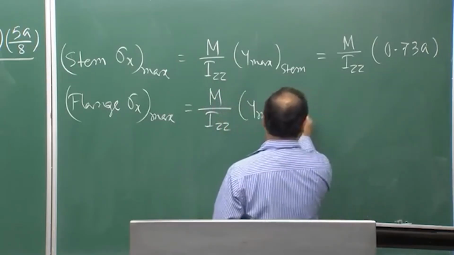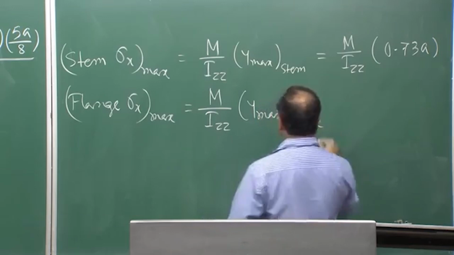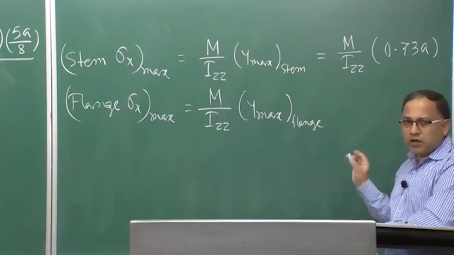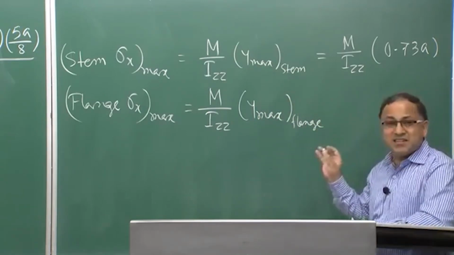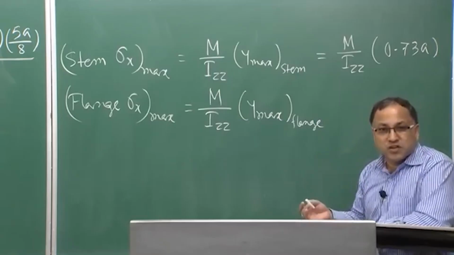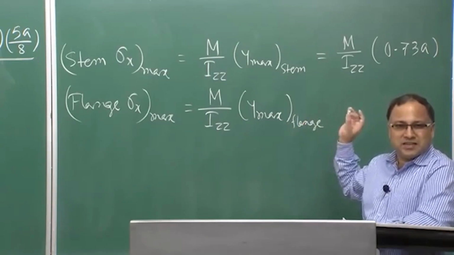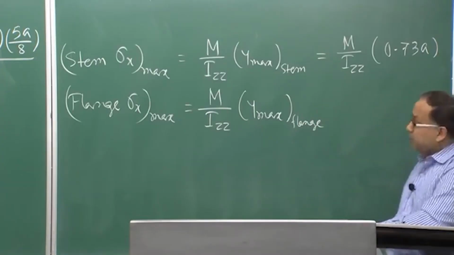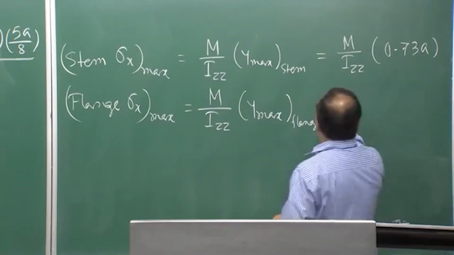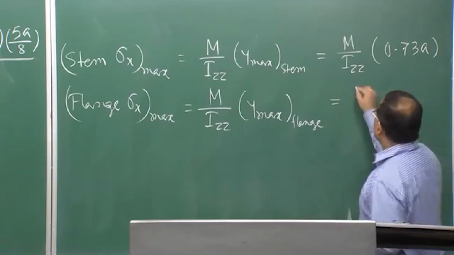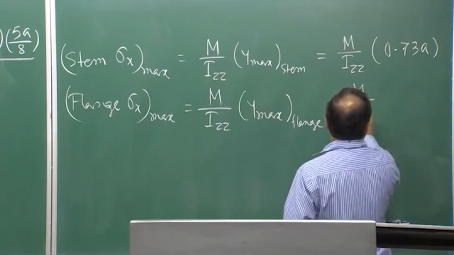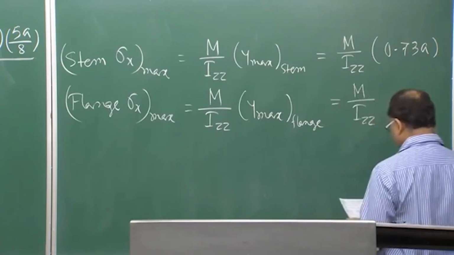Y max, we are taking the absolute value. We are just interested in the value, because we are going to find out the ratio. We are not talking about the sign, whether it is compression or tension, that is immaterial, at least for this problem. Only the value will be the major constant, m I z z.